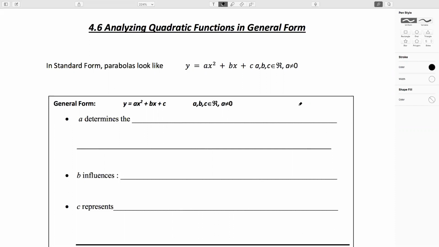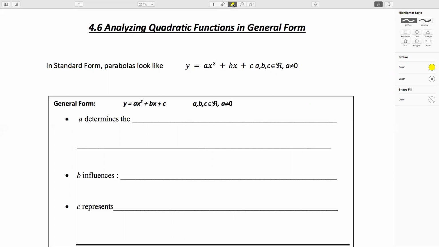So the whole point of today is to spend some time focusing on the quadratic equation or a quadratic function, but in general form. So we're going to focus on general form. We're going to talk about what you can do with it, why it's useful, and we'll solve some problems with all of our functions in general form today.